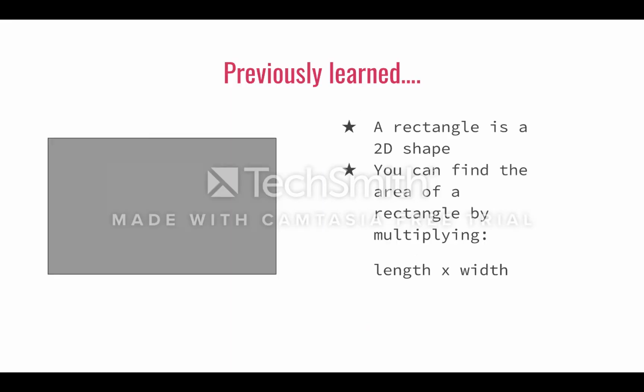Now, before we talk about volume, I do want to bring up what we have previously talked about, and that is 2D shapes, and more specifically a rectangle. We can find the area of a rectangle by multiplying length times width.